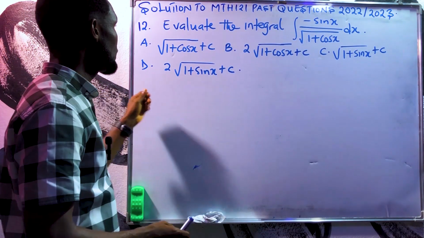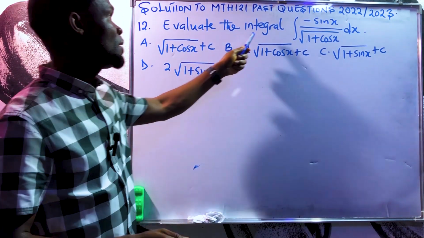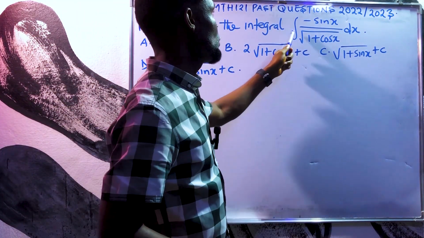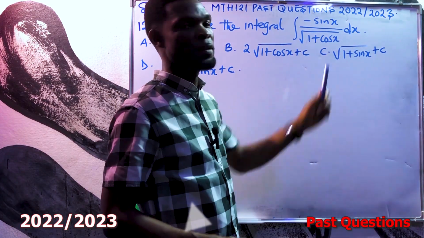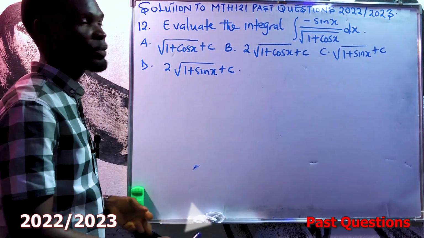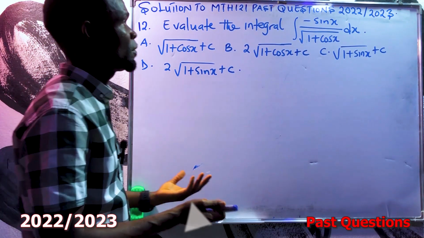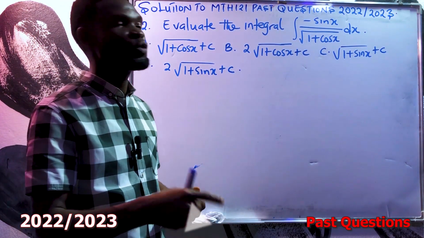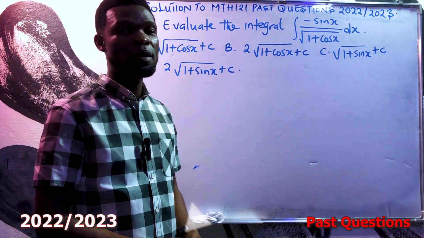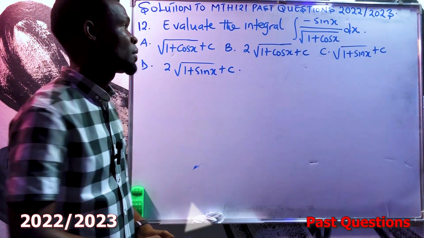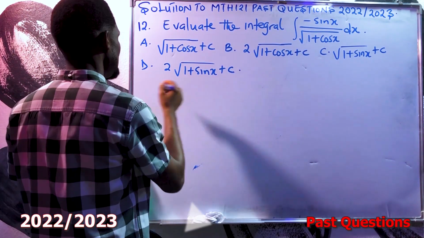All right, so let's look at question number 12. It says, evaluate the integral of negative sine x over root 1 plus cos x dx. That is integration, and that is an indefinite integral. So anytime you finish integrating an indefinite integral, you have to introduce plus c or plus k, as the case may be, which is a mathematical constant or arbitrary constant. Okay, so let's pick the integral there.